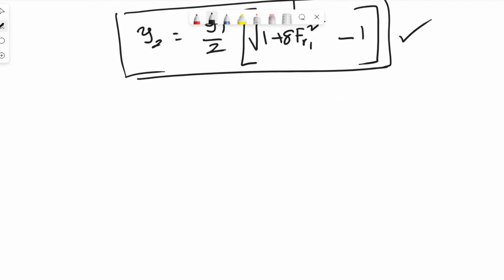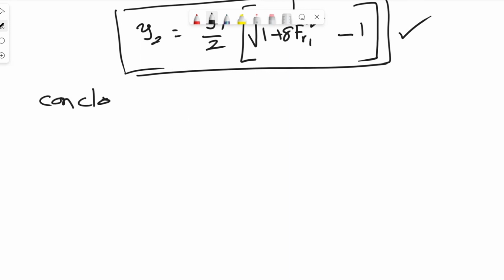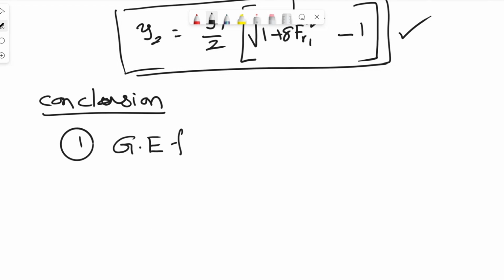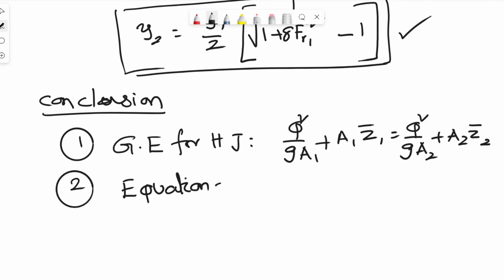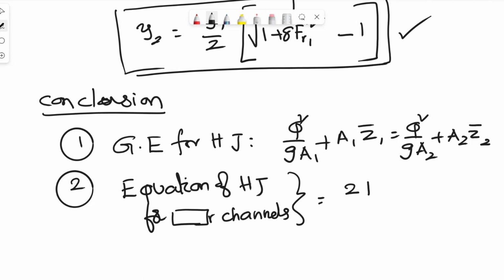So what is the conclusion of this particular lecture? The first one I have taken is the general equation for hydraulic jump: Q square by g A1 plus A1 Z1 bar is equal to Q square by g A2 plus A2 Z2 bar. Then second, what is the equation of hydraulic jump for rectangular channels? 2q square by g is equal to y1 y2 into y1 plus y2.